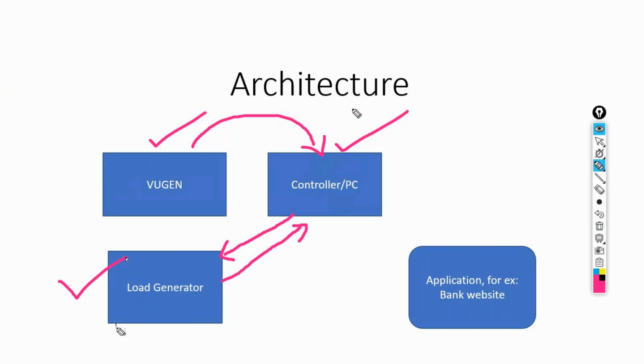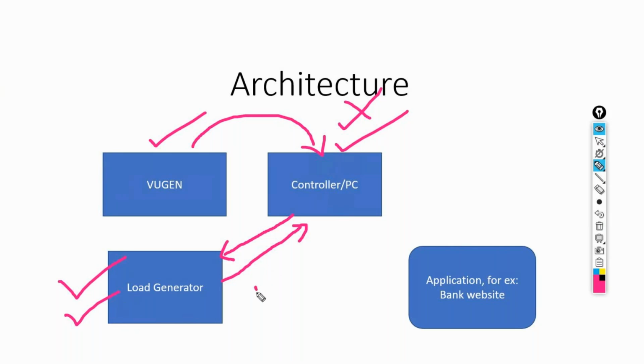Now, when I say the controller is responsible for triggering the execution, it will just trigger. The actual execution won't happen here. The actual execution happens in the load generator component, because this is the component which will simulate the users. The component which is simulating the users is responsible for executing those scripts. From where is it getting the scripts? From the controller. The controller is transferring those scripts to the load generator.